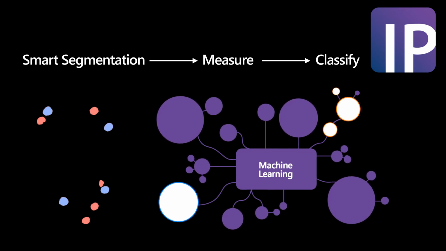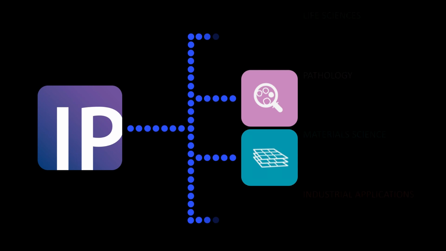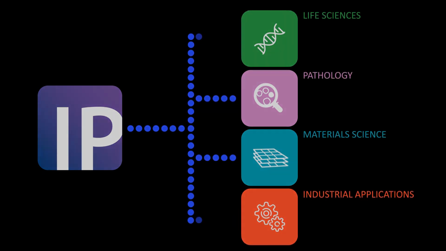The power of Image Pro can easily be engaged for your analysis by implementing the three stages: smart segmentation, measure, classify. For specific information regarding your application, explore the industry pages for recommended solutions. Image Pro, taking you from images to answers.